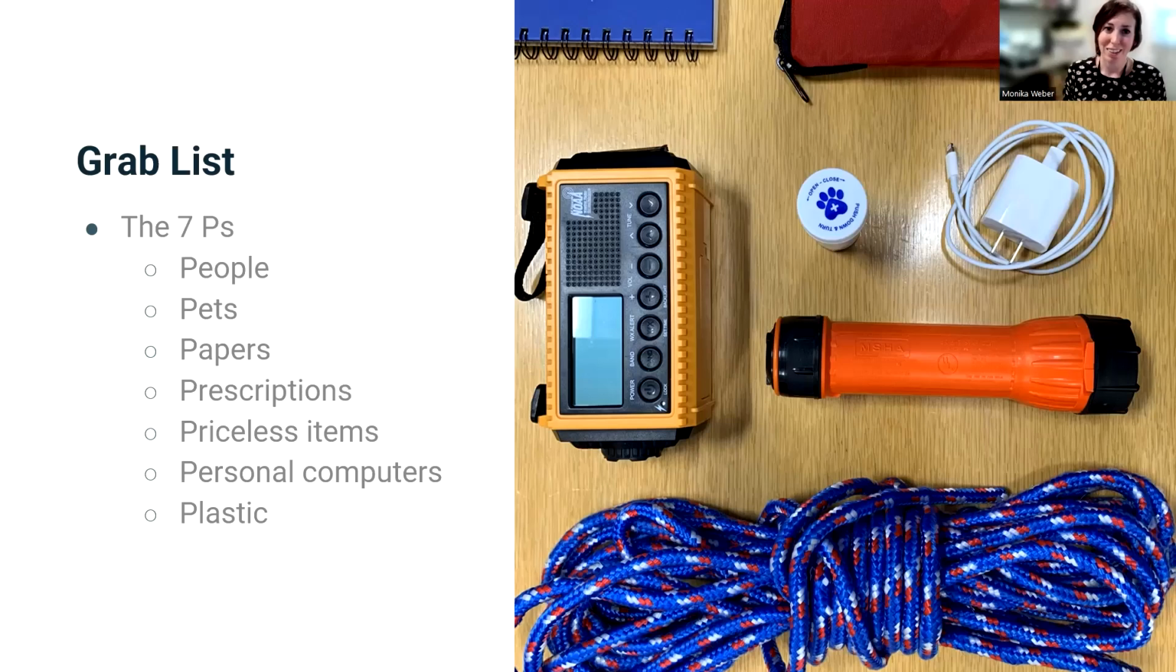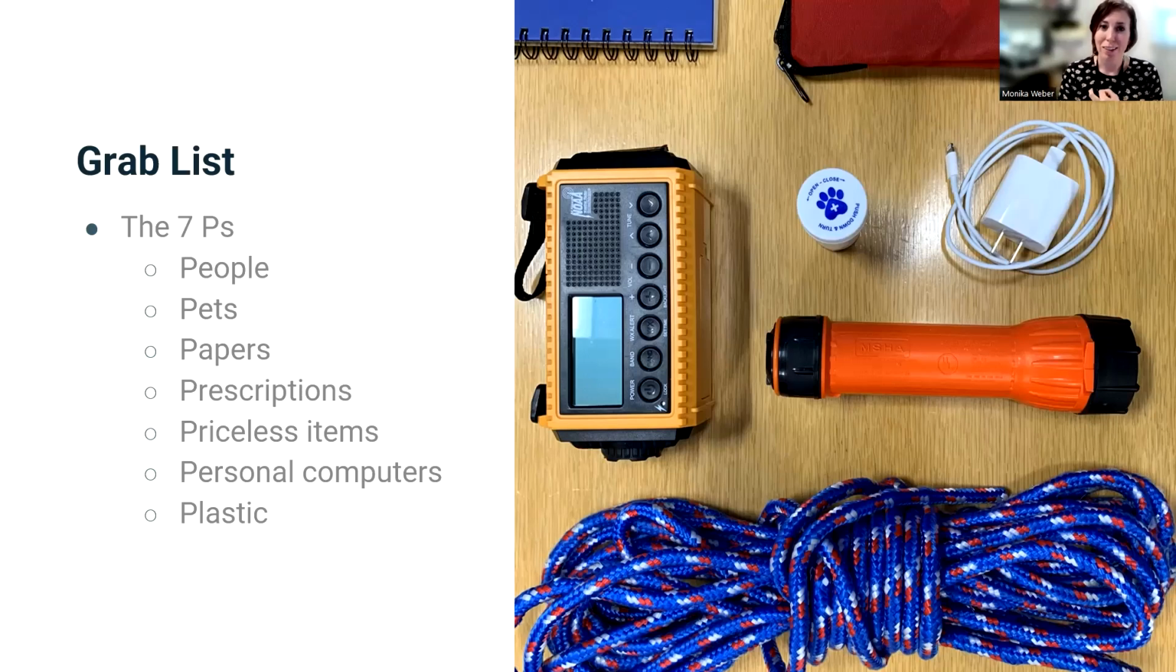So to get to that, we talk about a grab list, and on your grab list, you want to have the 7 Ps. Some of these might be really straightforward and some you might not have thought of before. So we'll go through them. The first P being people. You want to make sure that you get your folks and plan for those folks that you care about, and even the ones that you don't, take them with you. Get them out so that you all can get to safety, right? So that's number one priority always.